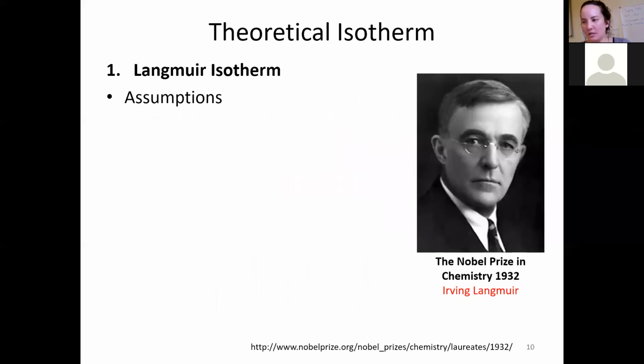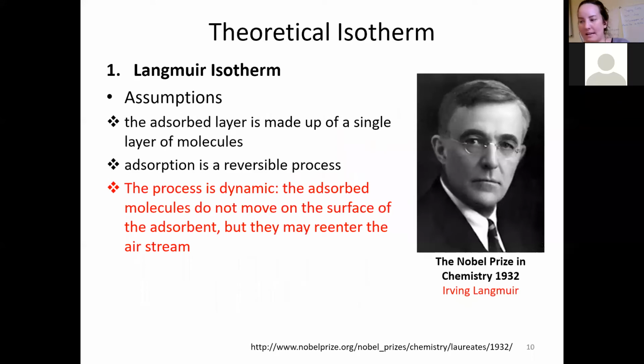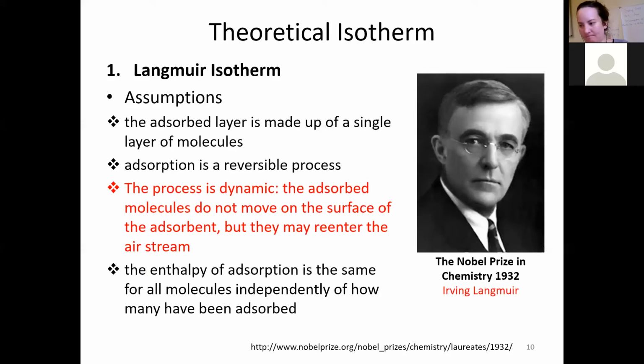Okay, the assumptions of the Langmuir isotherm are first that this adsorbed layer is made up of a single layer of molecules. Second, that adsorption is a reversible process, that the molecules combine, but the reverse reaction can also occur, that they leave the site. Third, the process is dynamic. So the adsorbed molecules do not move on the adsorbent, but they may leave the site and re-enter the gas stream. And also that the enthalpy of absorption is the same for all of these molecules, and it's not changing with the concentration on the surface.